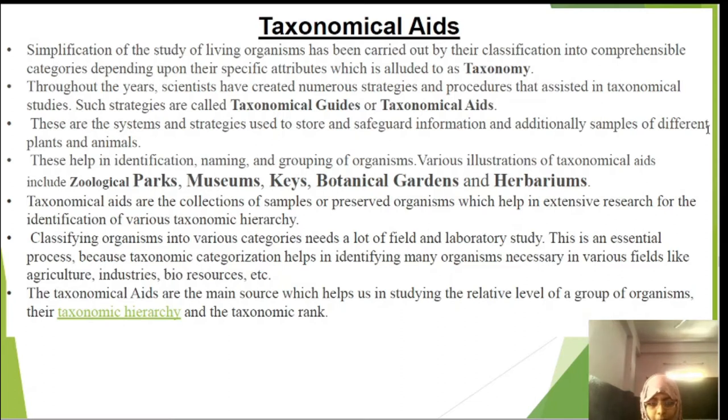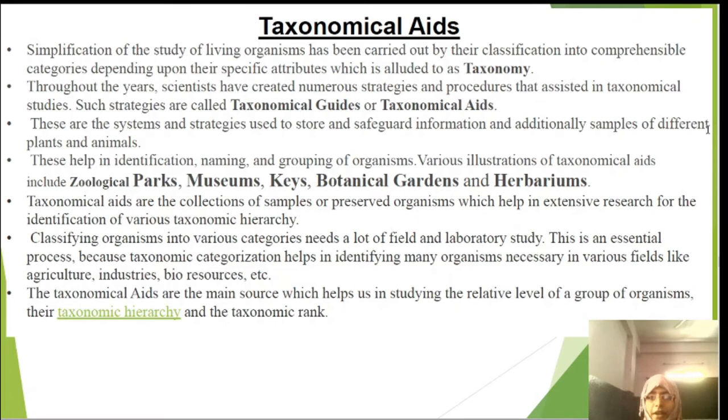Basic example, a dinosaur. Did you see it? No, we didn't see. How do we know that there is a dinosaur? We have seen that through books or movies or through museums or somewhere else. Okay, so these books, museums or herbariums, the places where we find extinct species which we haven't seen, play a major role in studying fossils, endangered species, as well as upcoming or present species. Okay. So, these help in identification, naming and grouping of organisms.